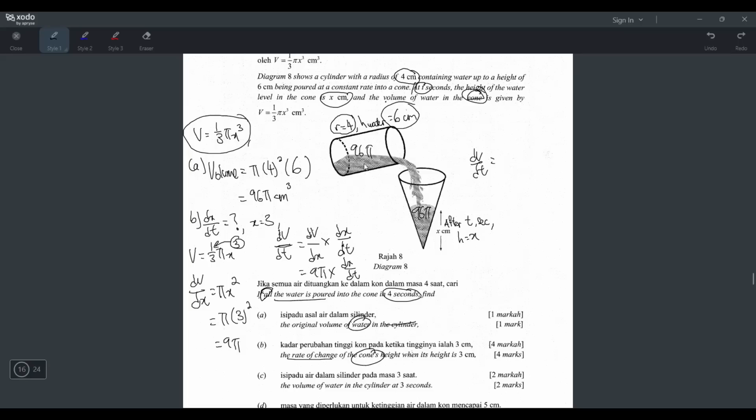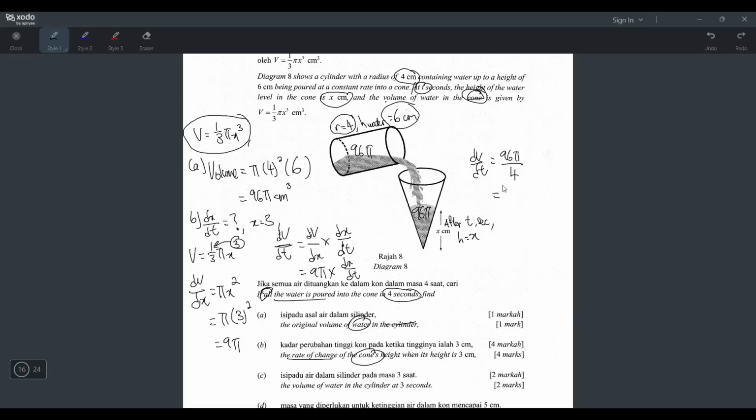It means after 4 seconds, all the water has been poured into the cone. All the water here, everything is already empty. Everything has transferred here already, but the volume will still be 96 pi. But this is over 4 seconds. How to get for 1 second? 96 pi divide 4, because you want to find the rate for 1 second.